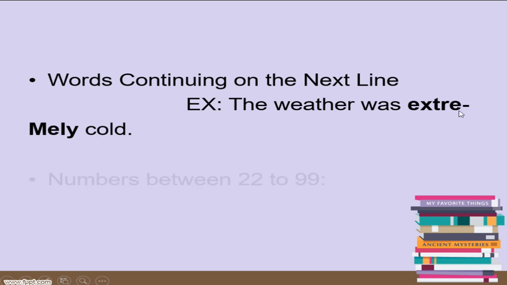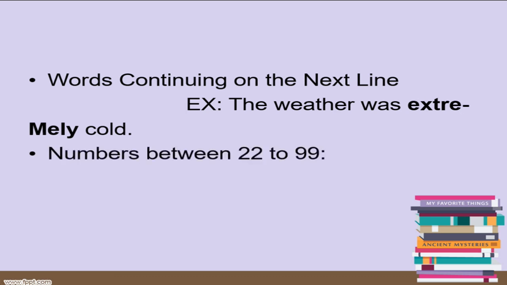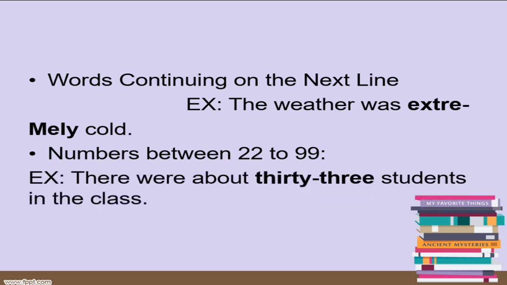Number 4, numbers between 22 to 99. Of course, here when I talk about numbers, I talk about the written numbers in alphabet. Listen to the example. There were about thirty-three students in the class. So I use here a hyphen between thirty and three, and so on. The numbers started from 22 to 99. We use hyphen between them.